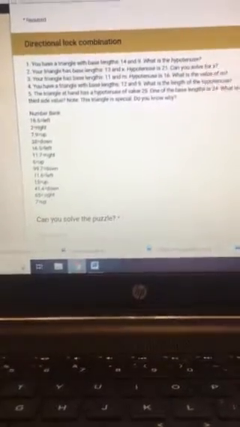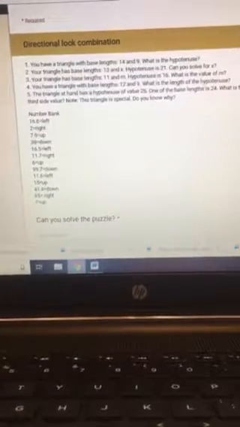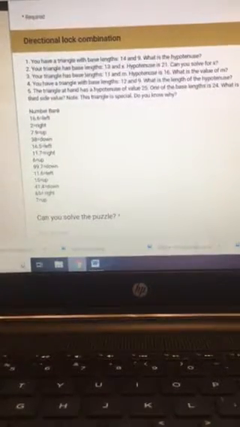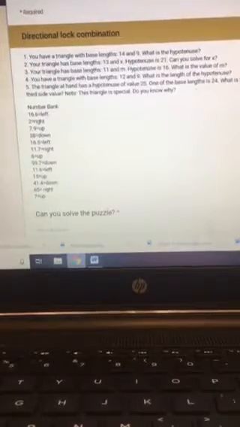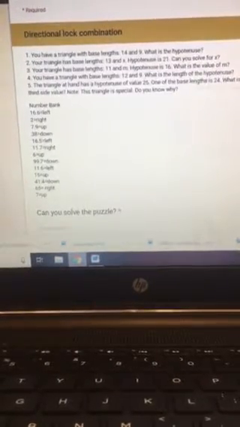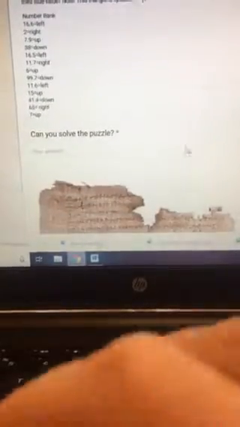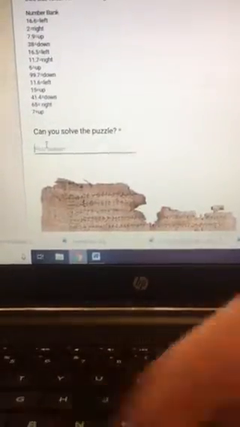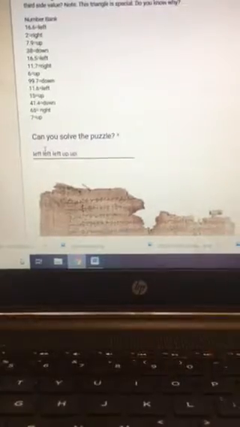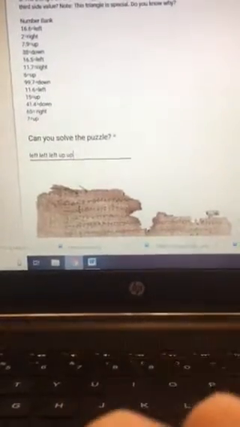Then for every single one of the 5, they're going to get an output. The output corresponds in the number bank to a direction: left, right, up, down. And so once they figure that out, they will see that the answer is left, left, left, up, up. And so they'll be able to type it in there. And then they'll be able to move on.